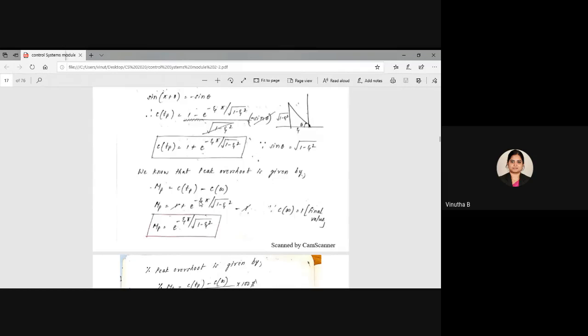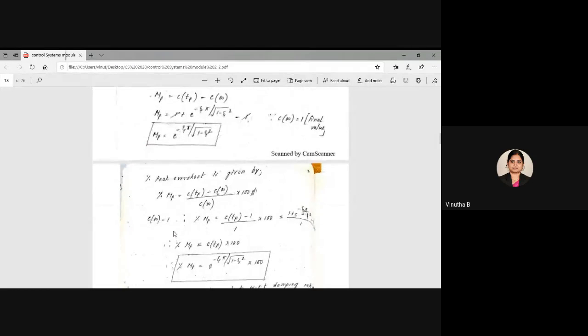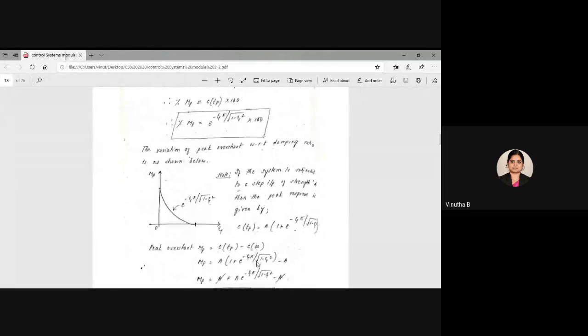1 plus e to the power minus zeta pi divided by square root of 1 minus zeta square, minus C of infinity. I told you that this is 1. So this is 1 divided by 1. So now 1 and 1 get cancelled here and we are left with Np as e to the power minus zeta pi divided by square root of 1 minus zeta square. So now percentage peak overshoot is given by this formula. So finally you have the equation as e to the power minus zeta pi divided by square root of 1 minus zeta square into 100. So very important.